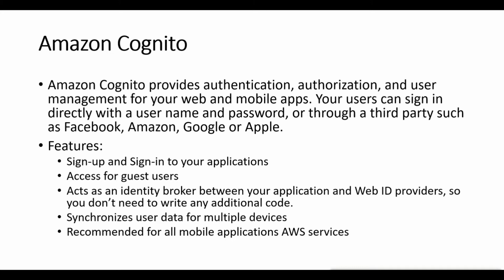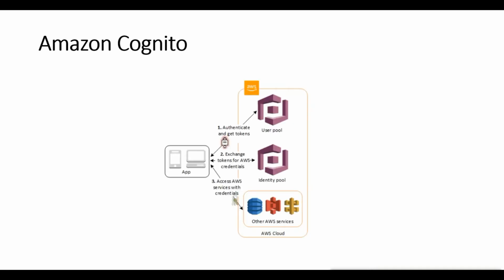Sign up and sign in to your applications, access for guest users. It acts as an identity broker between your application and web ID providers. So you do not need to write any additional code. Cognito handles all this for you. It synchronizes user data for multiple devices. If you go in and change your username or email address or whatever on your mobile phone, those settings and changes will be replicated out to your other devices as well. It is recommended for all mobile applications using AWS services. So how does it work?